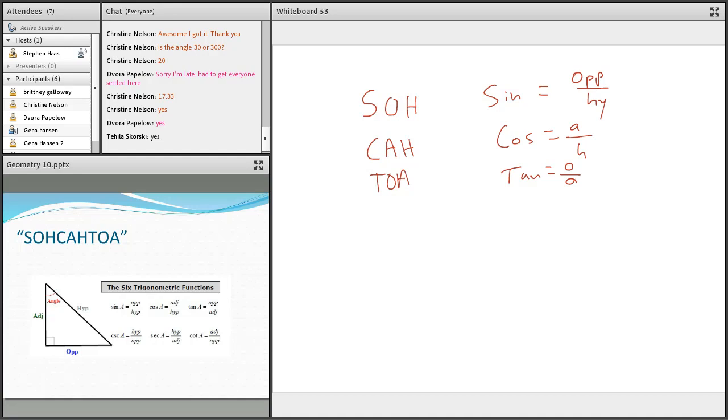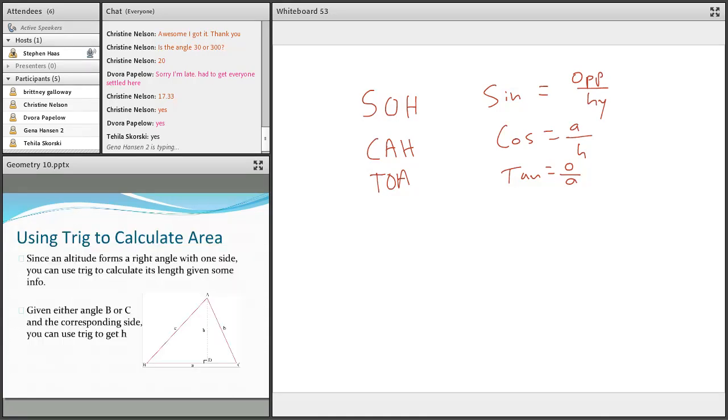Remember, if you have the opposite and the hypotenuse, you can use the sine. If you have the adjacent and the hypotenuse, you can use the cosine. If you have the opposite and the adjacent, you can use the tangent. Those other three ratios are simply the reverses of these first three functions. So for purposes of regular trigonometry, you really only need these three functions, and that's why we're going to focus only on these three functions. Okay.